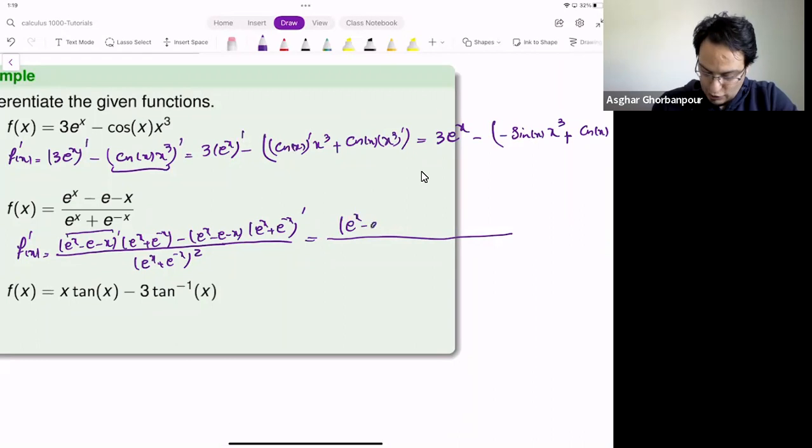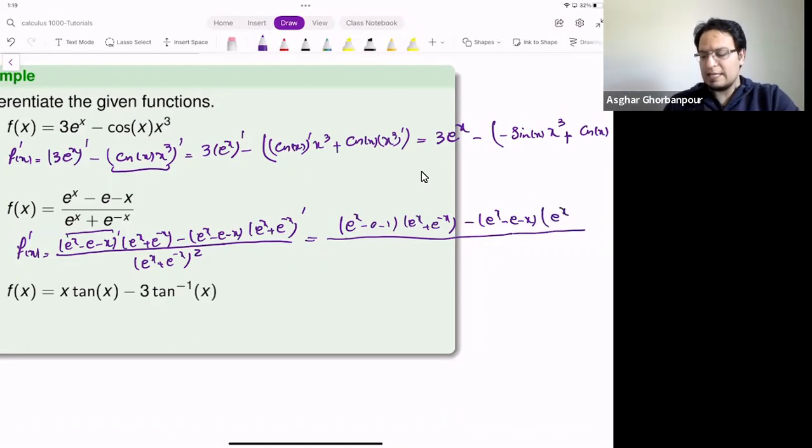So this will be 0. Derivative of x is 1. So we get e to the power x plus e to the power negative x, minus this guy times the derivative of e to the power x, which is e to the power x.